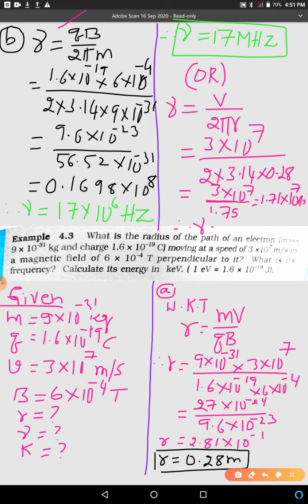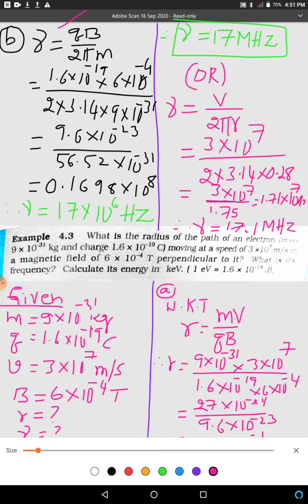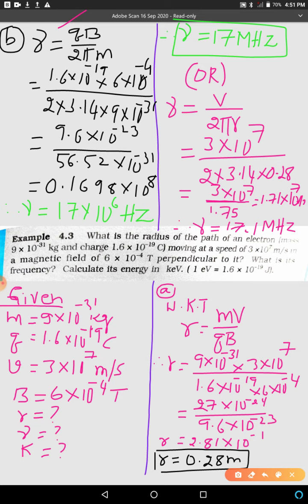Therefore frequency mu will be equal to 1.71, I'll make it as 17.1 into 10 power of 6. 10 power of 6 is mega, so megahertz. So we get 17.1 megahertz. The answer is the same with whichever formula you use.